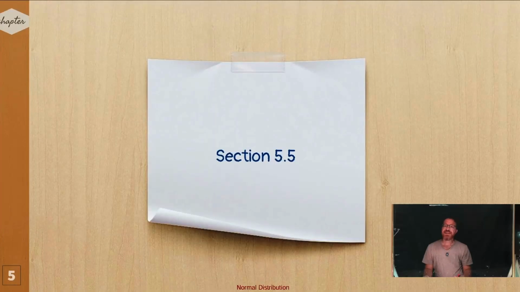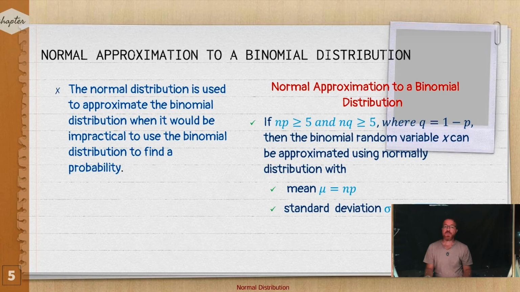Hello everyone. In today's lesson, we're going to be covering section 5.5 on the normal approximation to the binomial distribution. A normal distribution can be used to approximate the binomial distribution when it would be impractical to use the binomial distribution to find the probability. An example of this might be if you have a very large sample size, right?